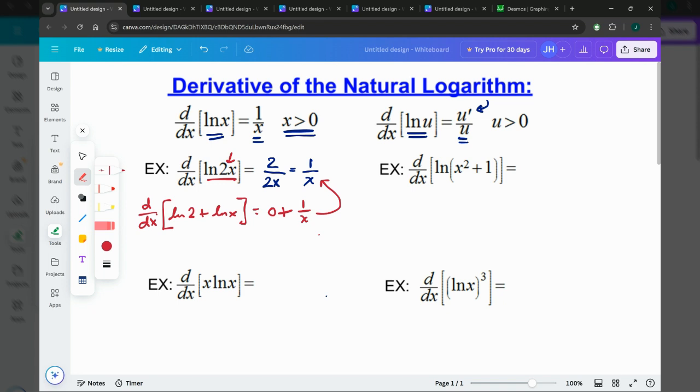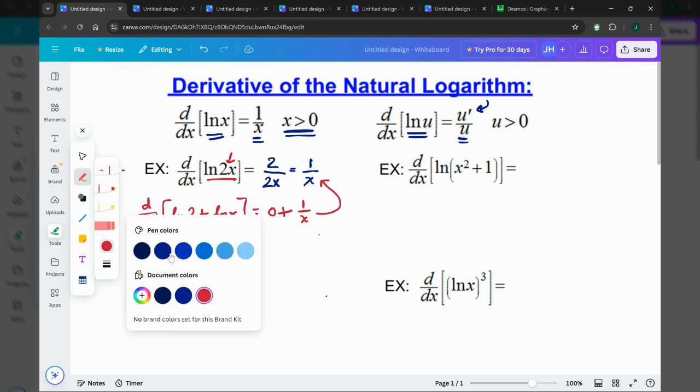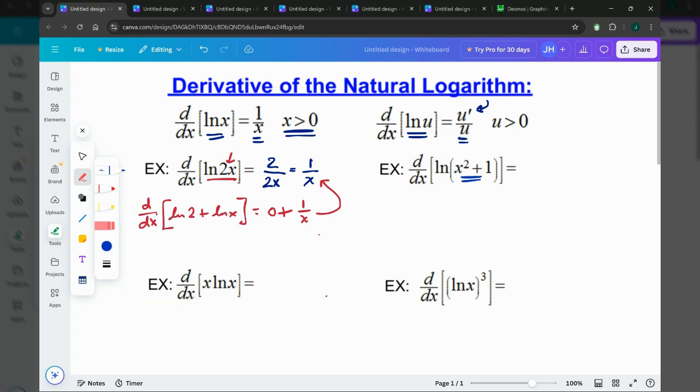Or you can just take the derivative the way it's written. This next problem over here, well, I'm going to have to just take the derivative the way it's written because I can't expand this. The derivative of the function inside would be 2x. The function itself is x squared plus 1. There is the derivative of that logarithm.